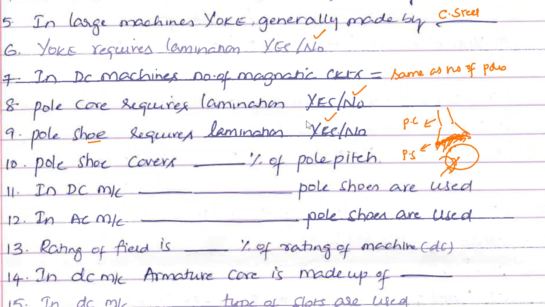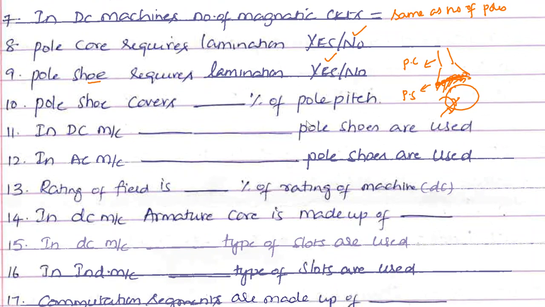Okay, now this pole shoe covers how much percentage of this pole pitch? Here we have the pole pitch. It is going to cover 70 to 90% of the pole pitch here.